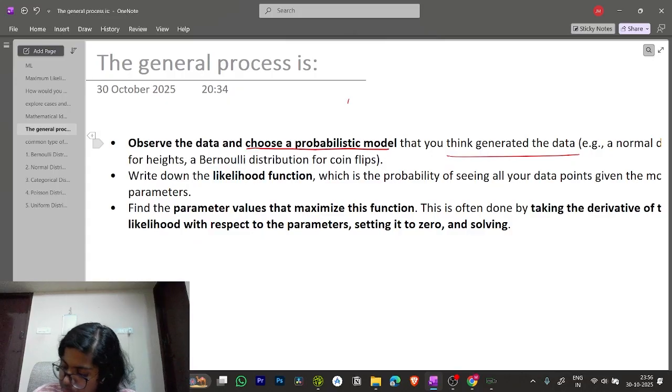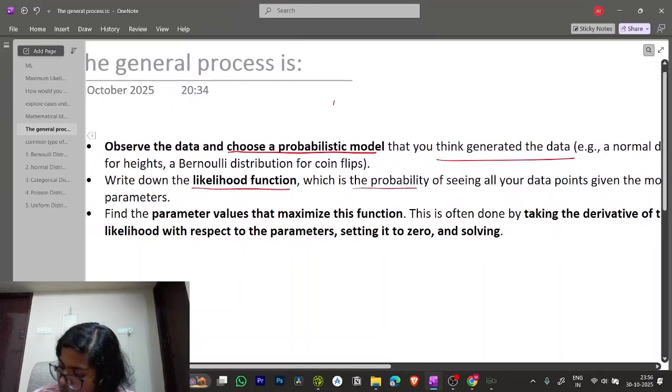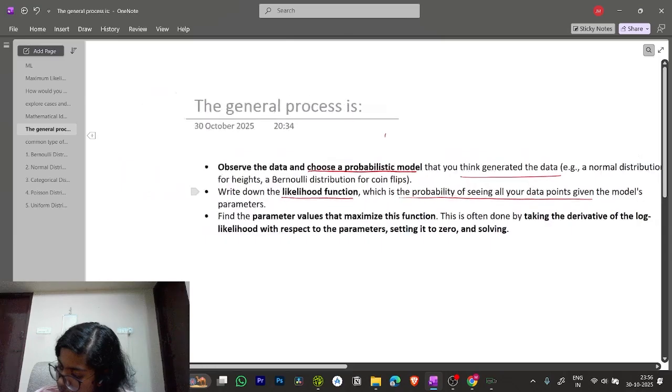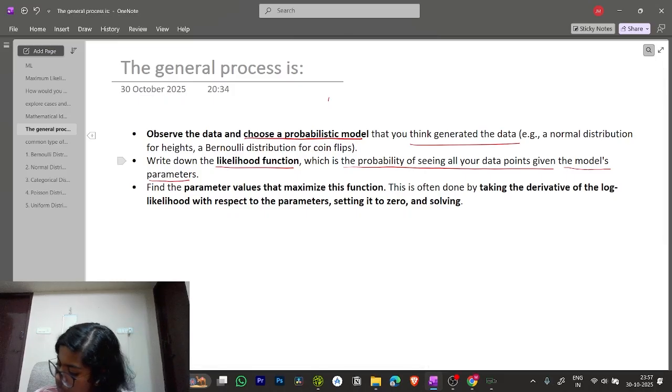Next, write down the likelihood function, which is the probability of seeing all your data points given the model's parameter. Then find the parameter values that maximize this function.